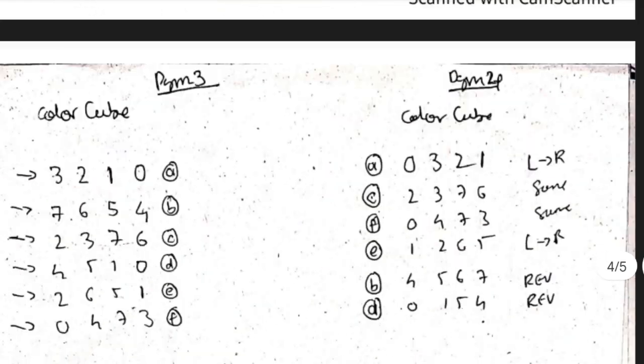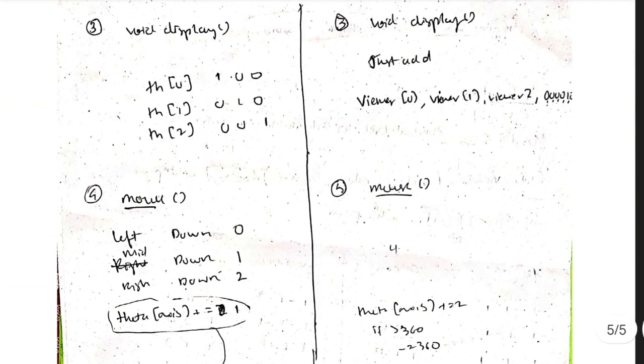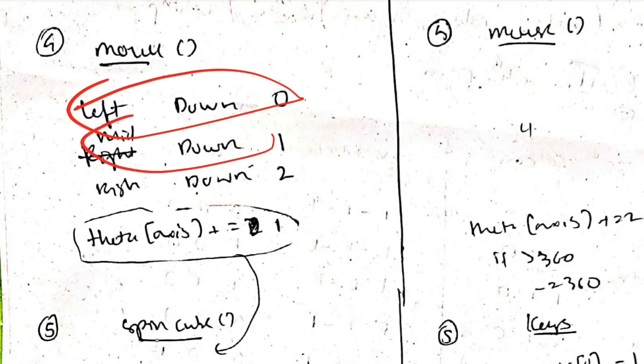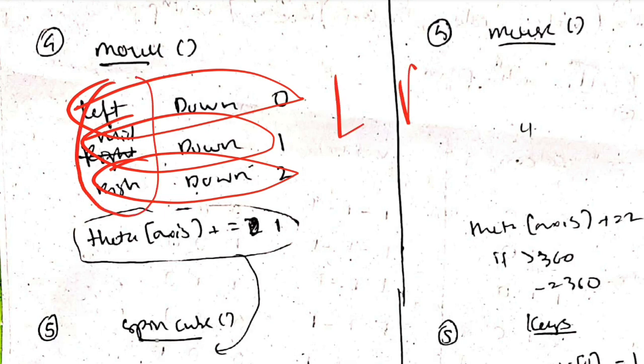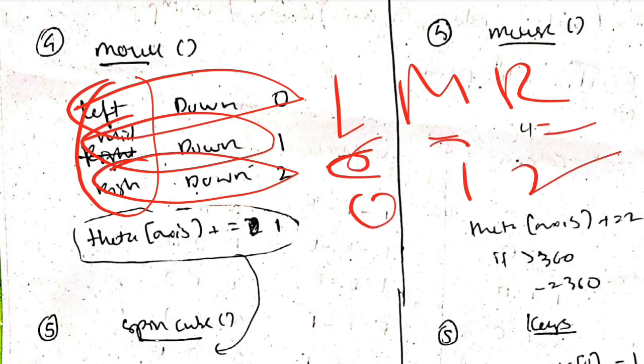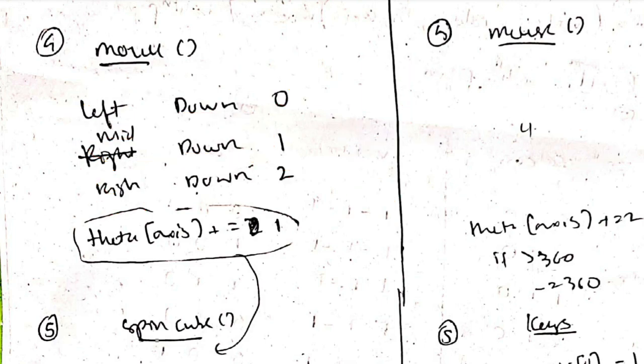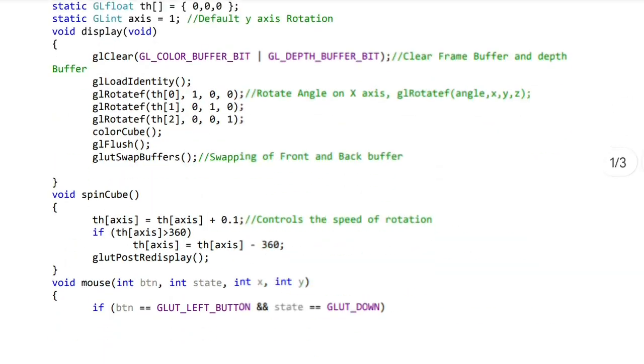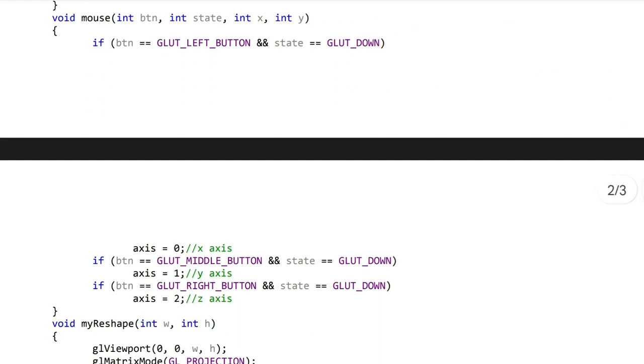Okay, next what we have is the mouse function in both. So mouse, what you have to remember is just this one, left down 0, mid down 1, right down 2. So left, mid and right, 0 1 2, then down down down you have to write. This thing if you remember, you can easily write the mouse function as well. Same function mouse is there in both the programs. If I show you here, you can easily observe it's the same thing. Mouse, left button and down, then 0, middle button down 1, right button down 2, right?